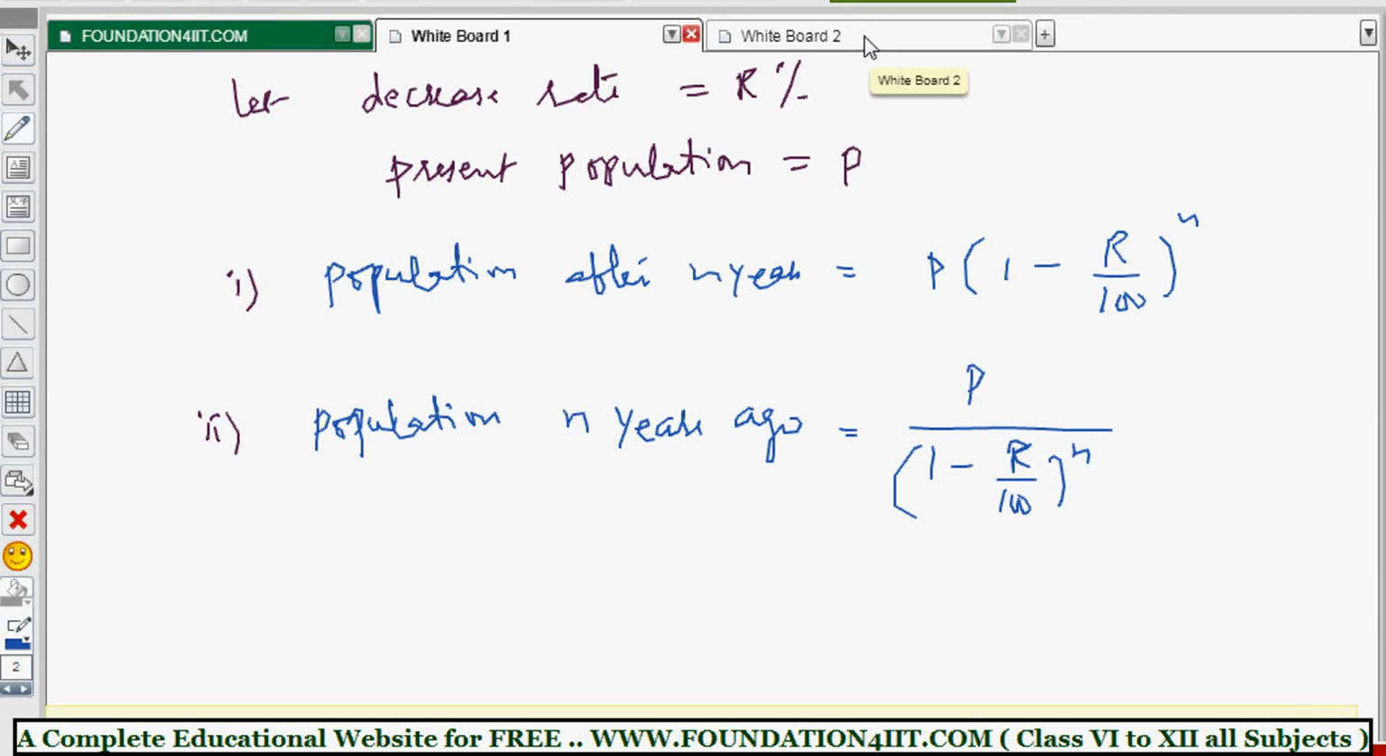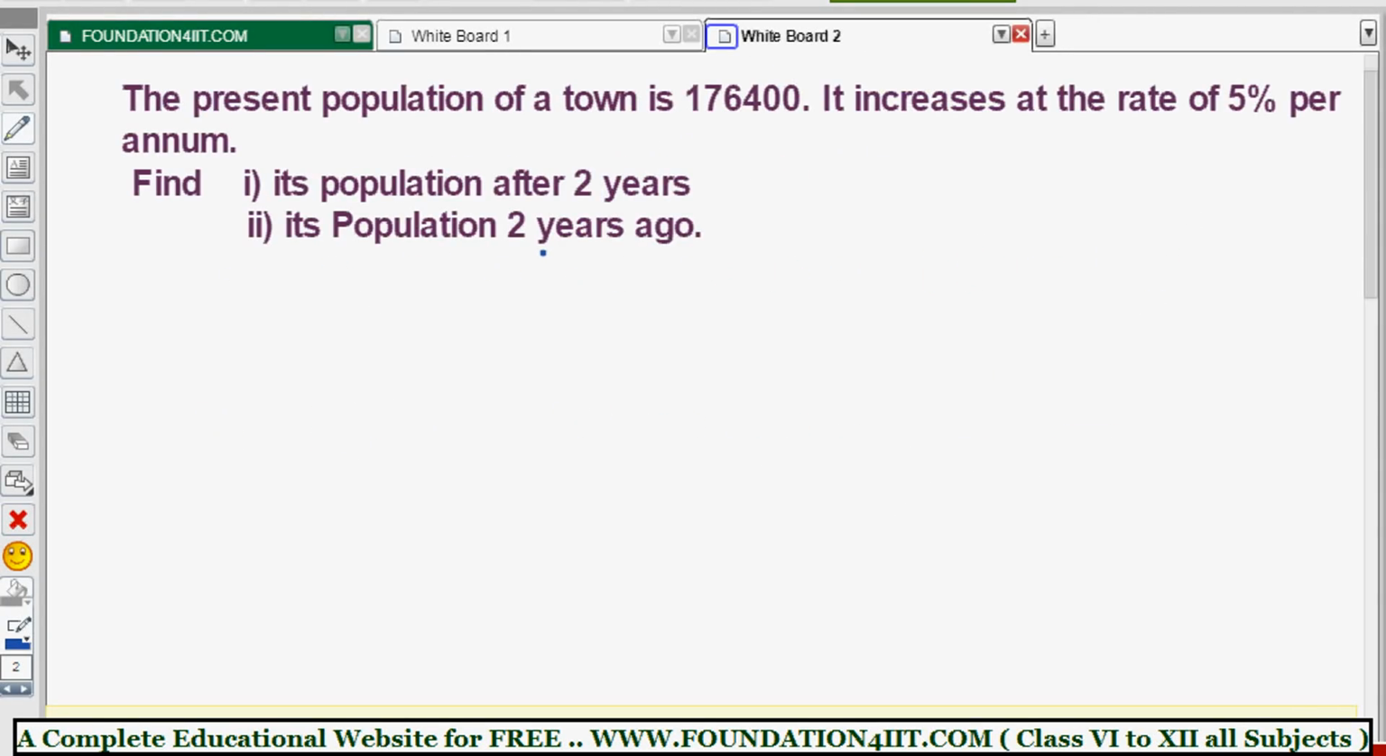Now let's see how to apply this formula to a problem. Okay, when you see this problem, the present population of the town is this much. You can take it as P, and the rate of growth is increasing, so 5%. P is equal to 1,76,400 members, the present population, and the rate of growth is 5%. Okay, now population after 2 years. So n is equal to 2.